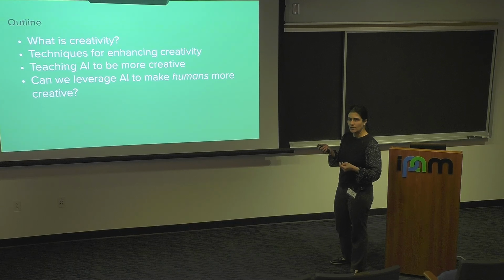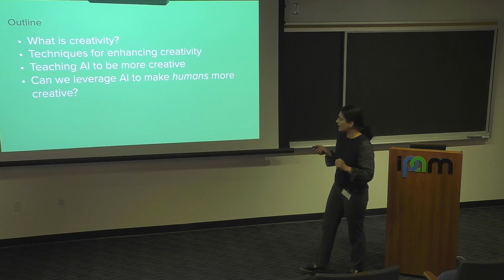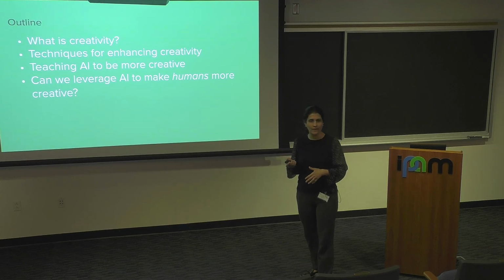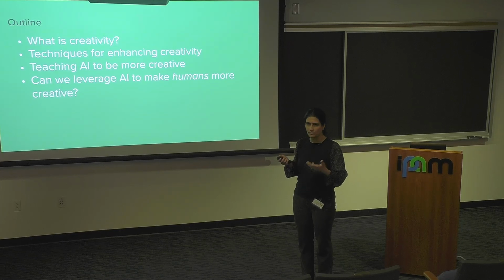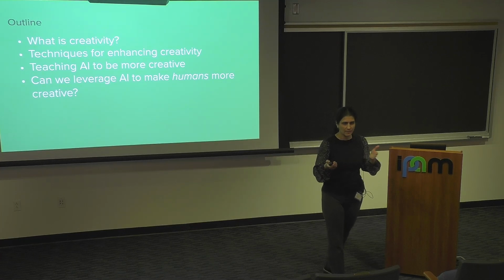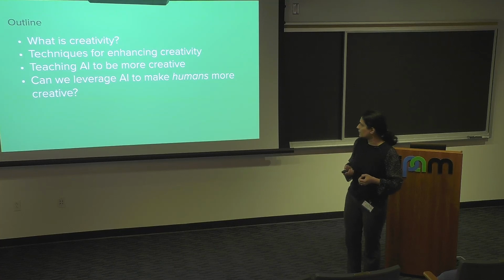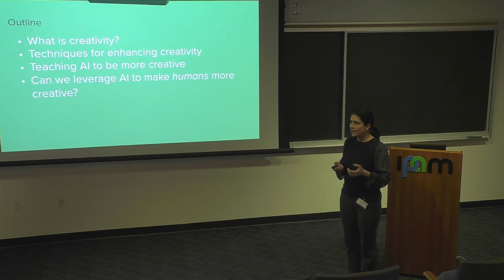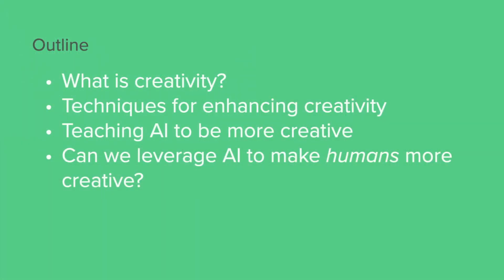So the outline is, I'll talk a little bit about what exactly is creativity, and then some of the techniques for creative thinking that seem to work really well. I've worked with kids for many years, and they really help improve the number and quality of ideas. Then I'll talk a little bit about the experiment we did with making AI more creative, teaching the same technique that we're using with kids to improve AI. And then finally, can we use AI to make humans more creative? I think that would be an interesting aspect to consider.